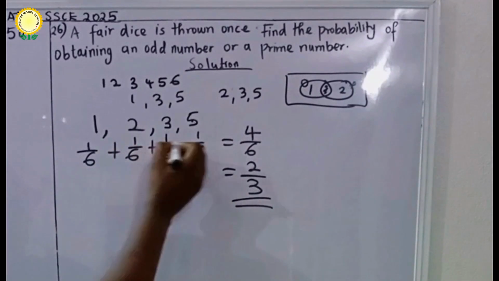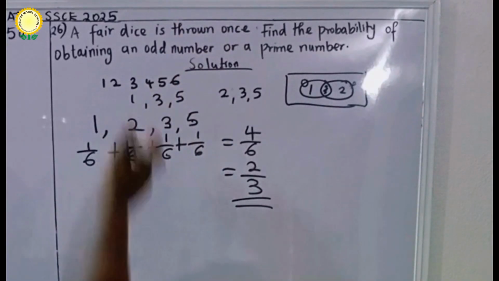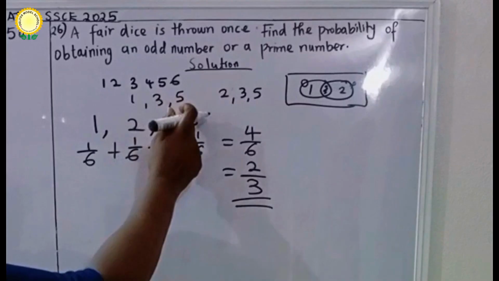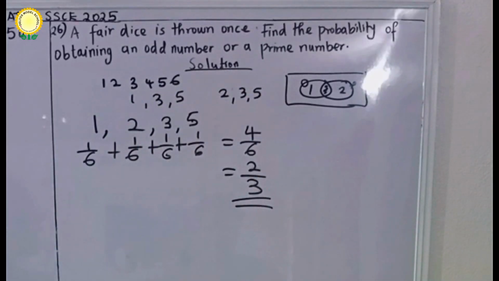So the probability of getting an odd number or a prime number is 2 over 3. What I did there was to add, because it is "or". Either 1, 3, 5 or 2, 3, 5. But because 3 and 5 are occurring here and there, it can only be counted once.